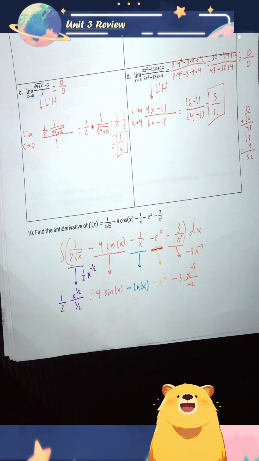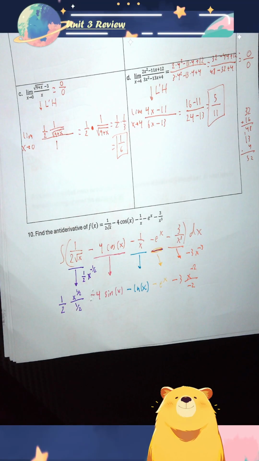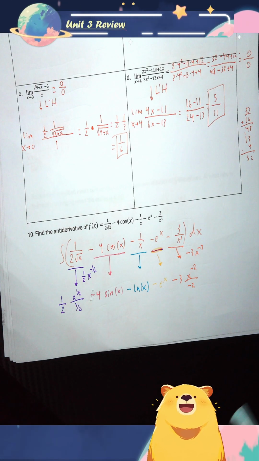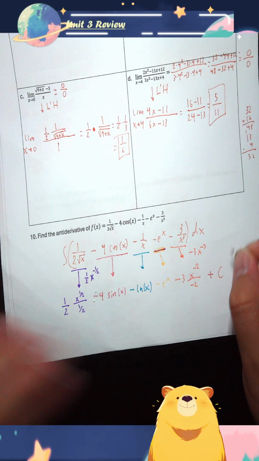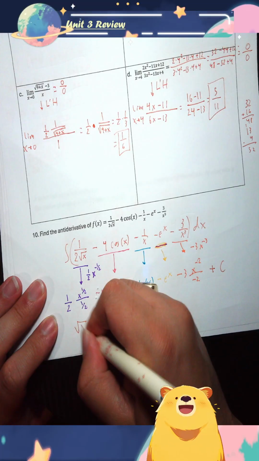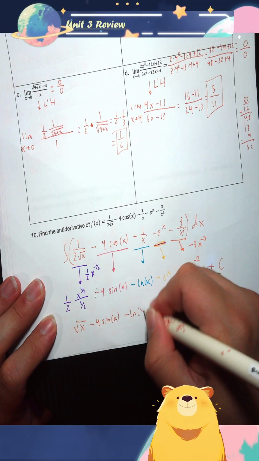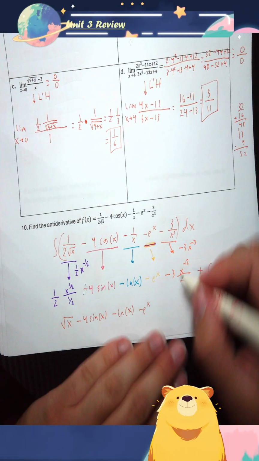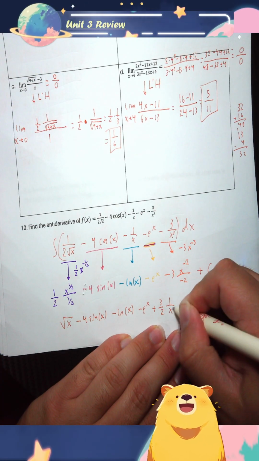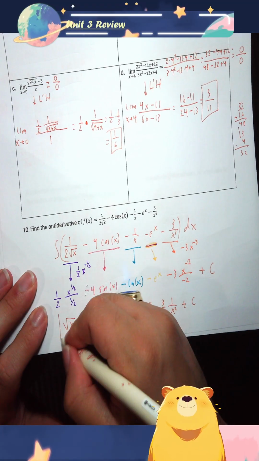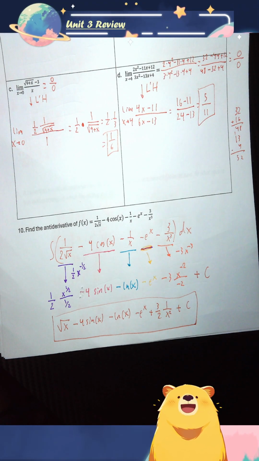Okay. Let's go ahead and now simplify things. And then we need to include the plus C. From here, those technically cancel out, so there's just square root of x minus 4 sine of x minus ln of x minus e to the x. Here, that just becomes a positive 3 over 2, 1 over x squared, plus C. And double check. Yep, that's it.